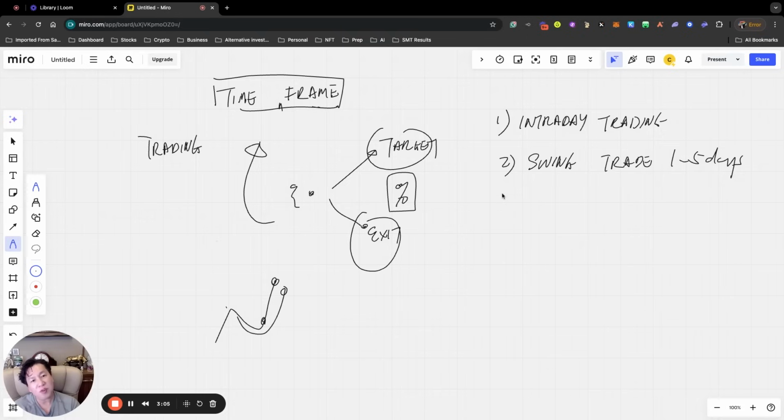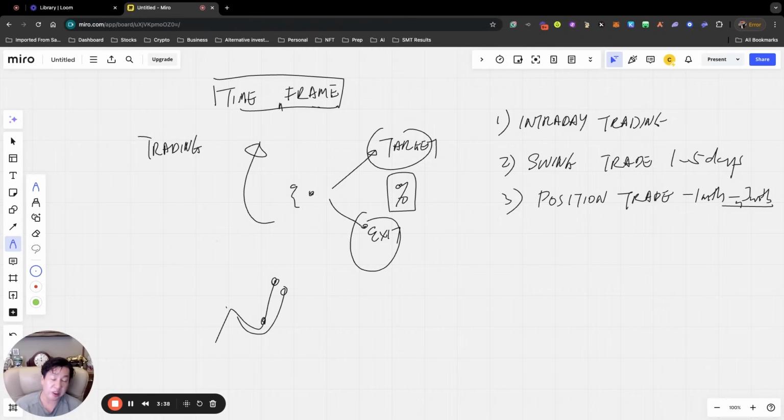Then after swing trade is what we call position trade. Position trade is different from swing trade in that it is not so short term. It holds a bit longer term, and you hold a position. Usually the trade can last from maybe a month to maybe 3 months or so. That is what we call position trading.